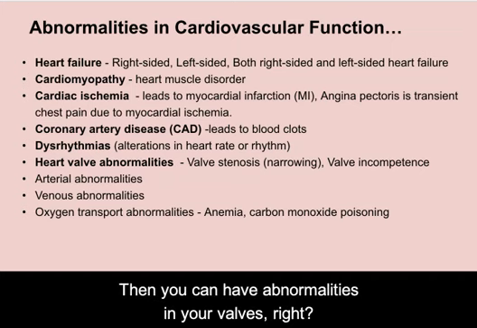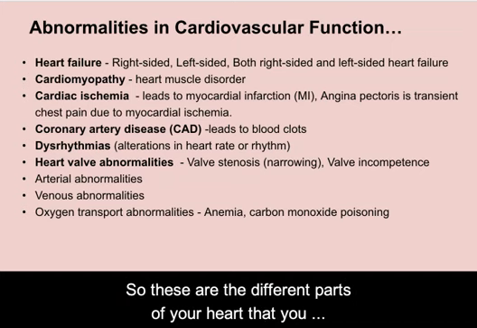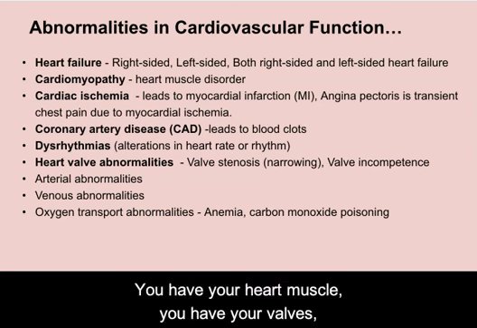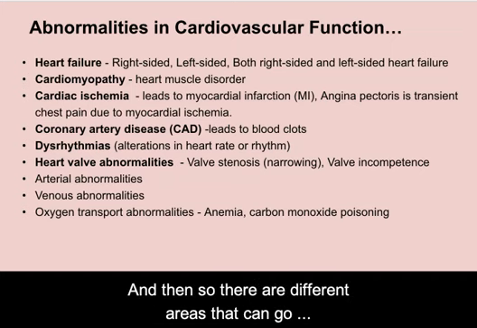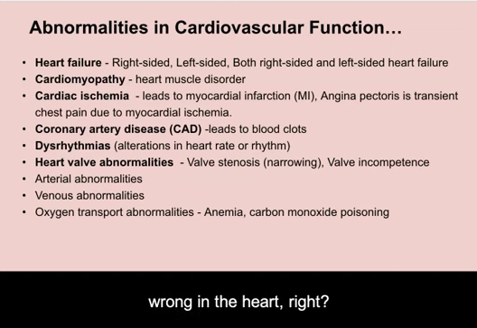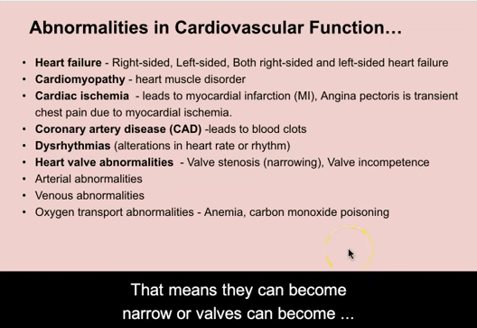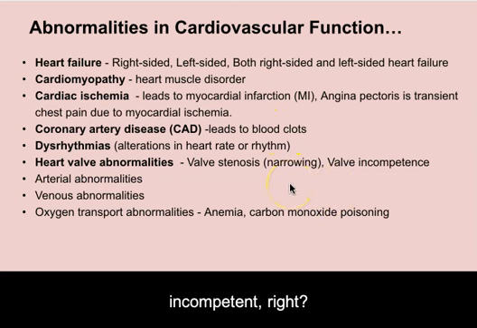Then you can have abnormalities in your valves, right? So these are the different parts of your heart that you can have problems with, right? You have your heart muscle, your valves, your chambers, and the electrical conduction of the heart. So there are different areas that can go wrong in the heart, right? The valves can become stenotic. That means they can become narrow, or valves can become incompetent, right?